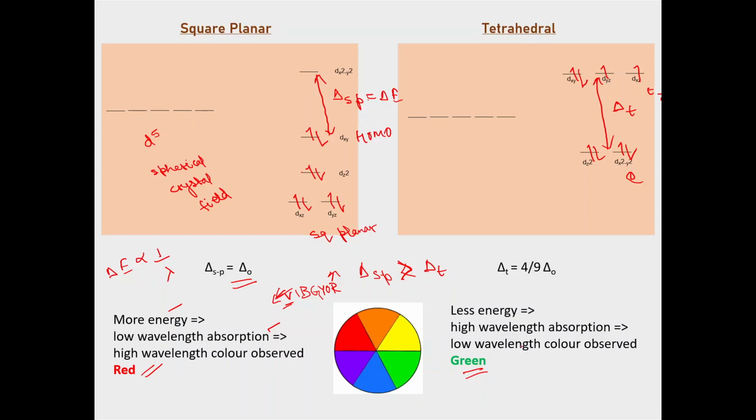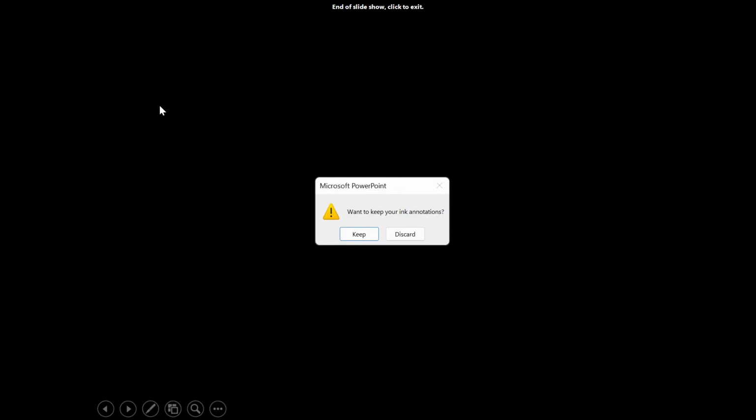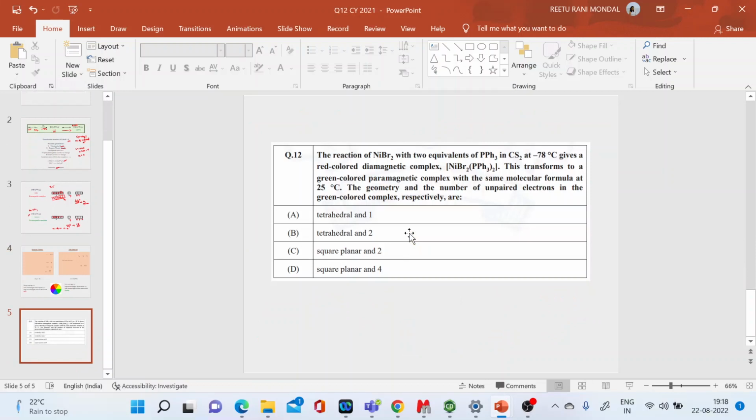So now you know why there are two different colors for the same complex. When it is in square planar geometry, it gives a red color, whereas when it goes to a tetrahedral geometry, it gives a green color. Clear? Yes. Okay. So this question is clear, I hope. Any doubts?